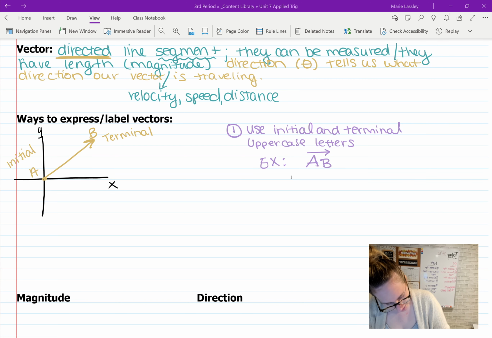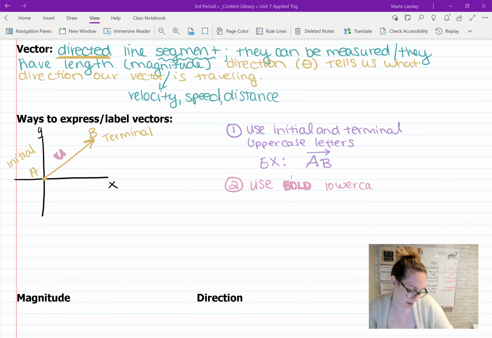Okay, so the second naming technique would be to use a bold lowercase letter. Generally they're going to put those somewhere in the middle of the vector itself. It's kind of hard to do bold letters when you're writing, because you have to make them bold, but when you're typing, it is much easier. So the second naming convention would be to use a bold lowercase letter.